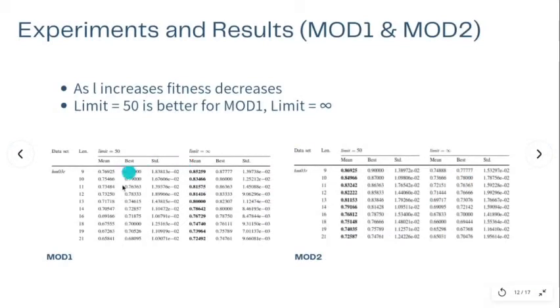So this table is for modification 1, and we can see that as the length increases, the mean and best fitness values are decreasing. And we can also see that for modification 1, limit equals infinity produces better results than limit equals 50. Limit equals infinity means that we are skipping the scout bee phase and we are not abandoning any food source. But this is opposite for modification 2, because limit equals 50 gives better results than limit equals infinity.